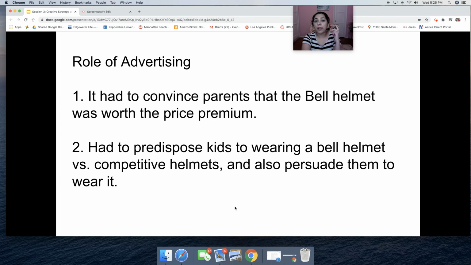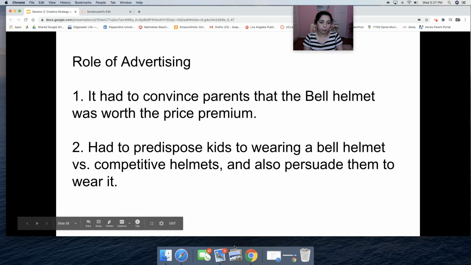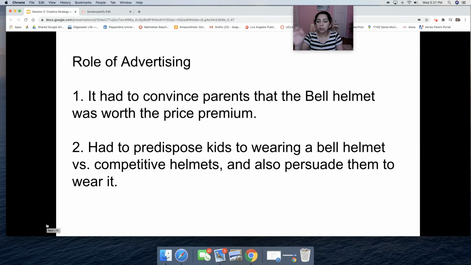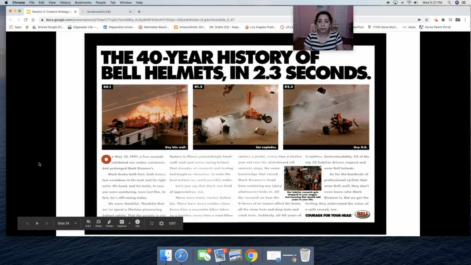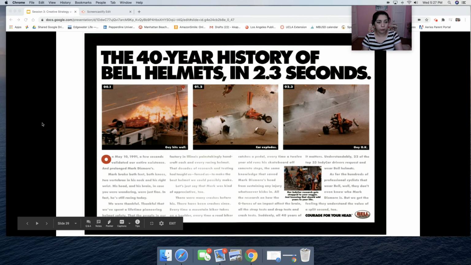One, you had to convince parents that even though it's expensive, it's the best thing to buy. Two, we need to figure out a way to make our helmets feel cool so all the kids would wear it. Okay. So of course you're fighting against competitor helmets with the kid as well, but you're also going to push them to wear it. Okay, so what do they come up with? This is great insight. Without this information, it's very hard to create the kind of ads that were created. Here was one of those ads that was created.